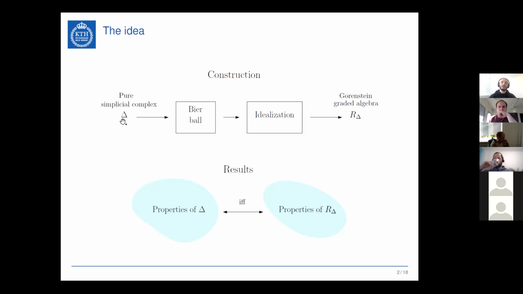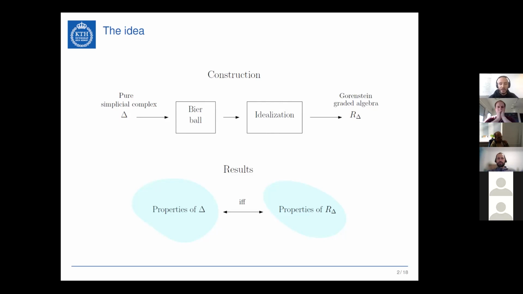We are going to turn this object into something called the Beer ball associated to delta. Then we are going to apply idealization, which is another black box for now. And this construction is going to spit out an algebra, which I will denote with R sub delta. This algebra is Gorenstein and graded. Again, everything will be explained.